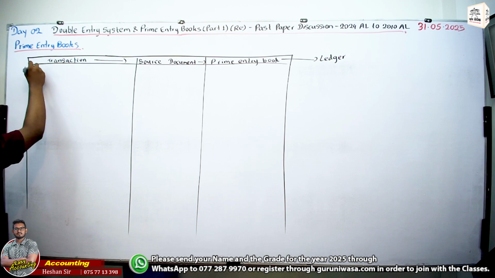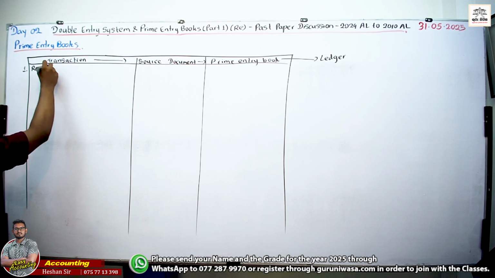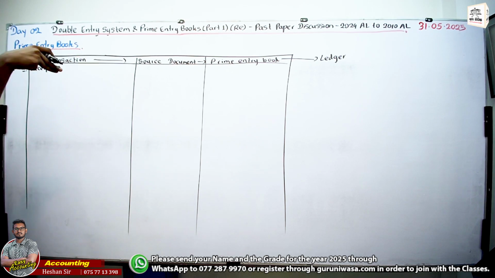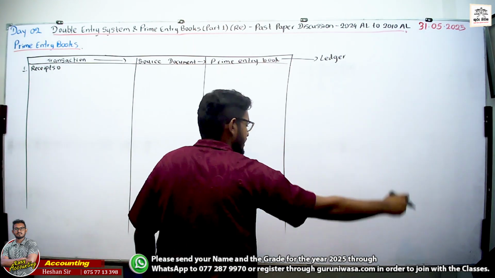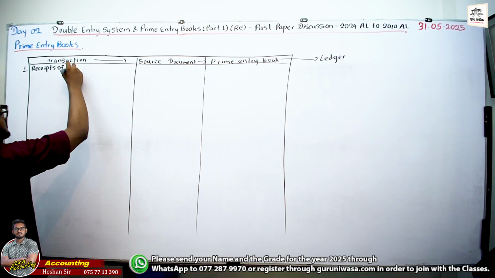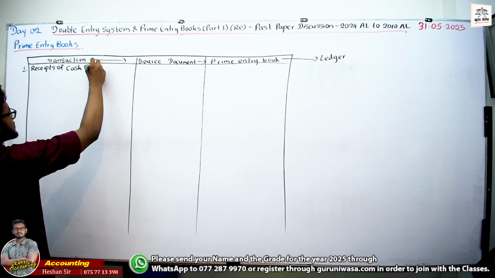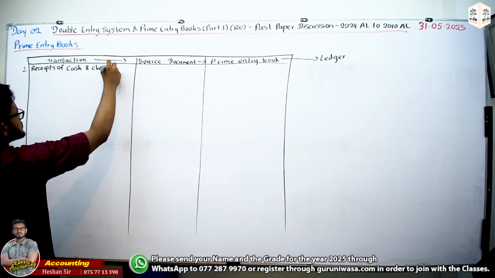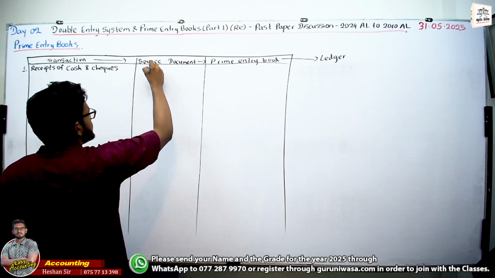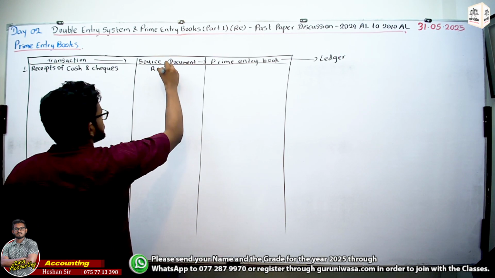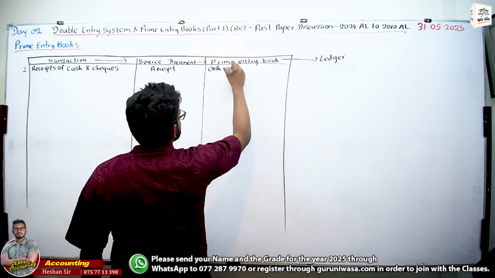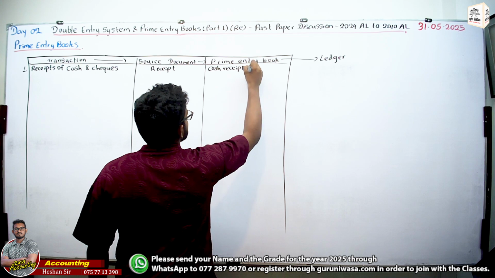Number one, receipts of cash and checks. Look here, can you please turn on the videos? Because I'm going to change the part. I'll write a bit here, then you can have a clear idea. Receipts of, don't write down, cash and checks, right? What is the source document we prepare? Receipt. We record in the cash receipt journal.